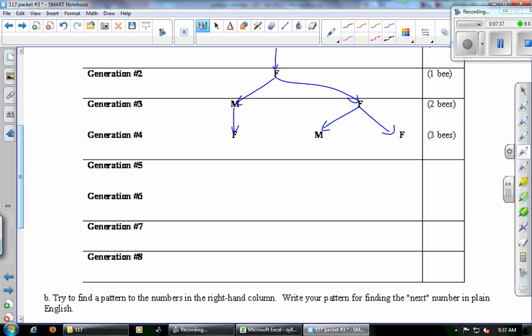Female bee. How many arrows are coming out of the female bee? We're going to have two. So try to space them out a little bit. There's a male and there's a female. And how about the male bee? How many lines coming out? Just one. And what letter? Is F for female. Okay. Male comes from female. And then finally, what about the female bee? There's a male and a female.